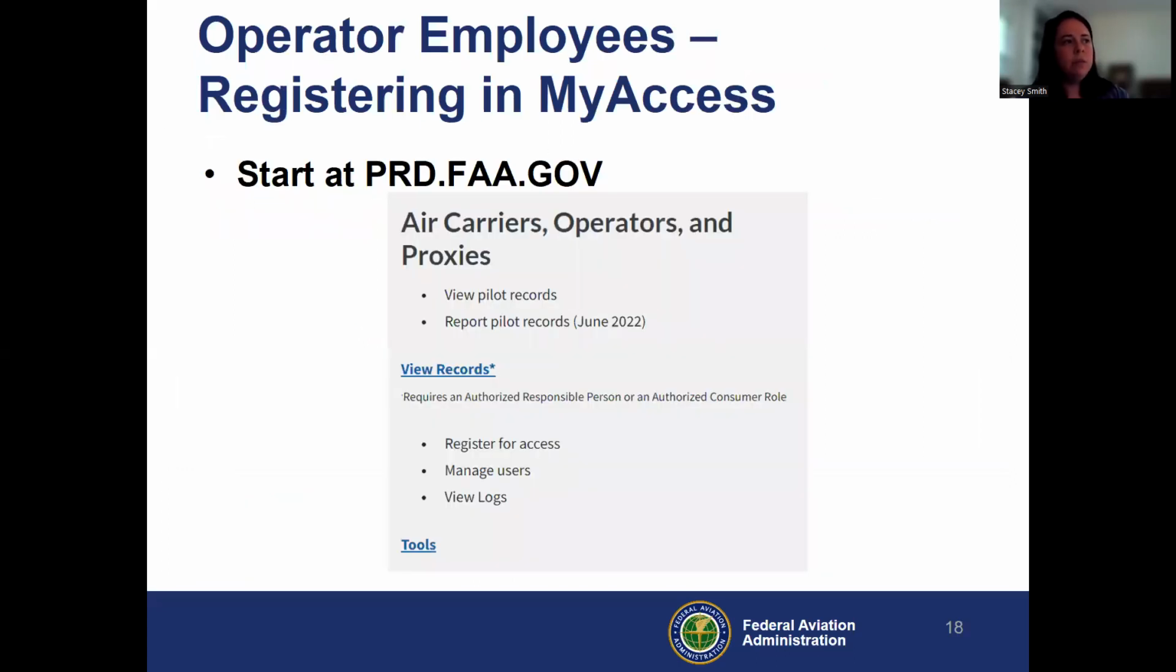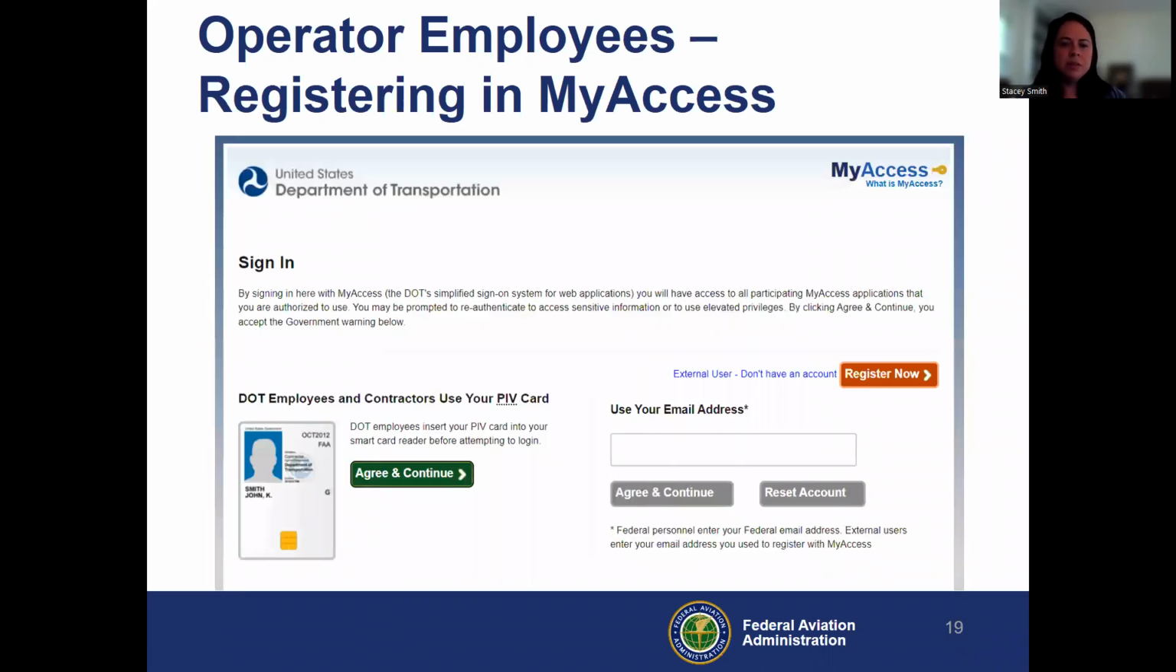Okay, so now for the operators that are registering in the pilot record database, operators will start also at the PRD FAA website. Make sure that we go to the section that is labeled Air Carriers, Operators, and Proxies. Select the Tools section over here on the bottom. Once you select Tools, the next link will take you to the MyAccess registration page. And from here, it'll be the same thing for the pilots. Select Register Now, and it'll take you to the registration page for MyAccess.